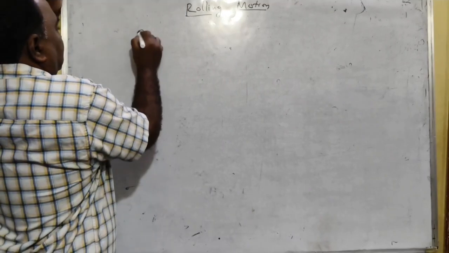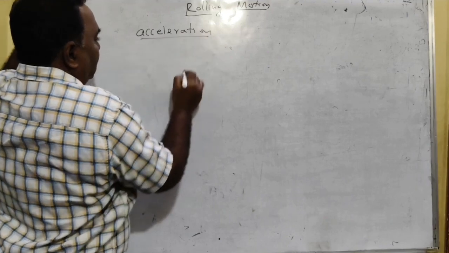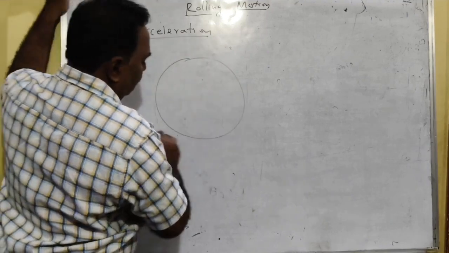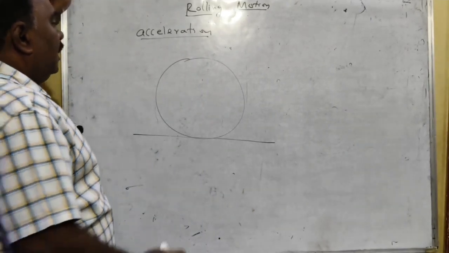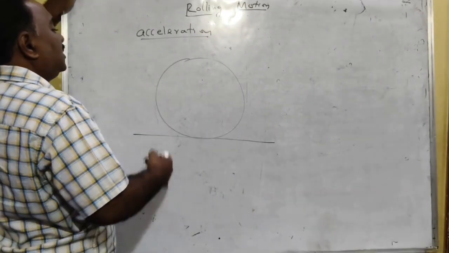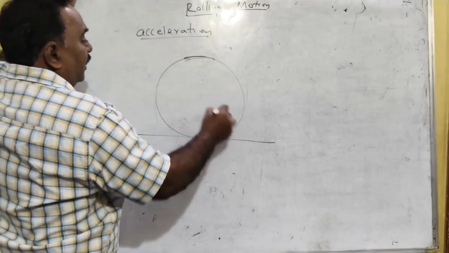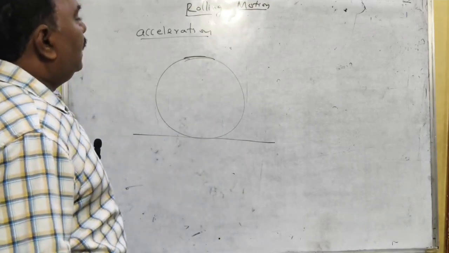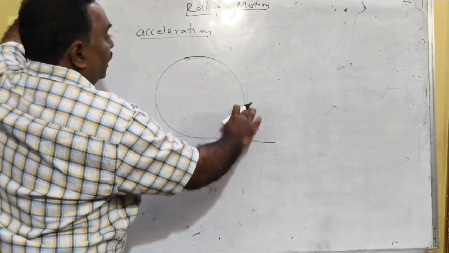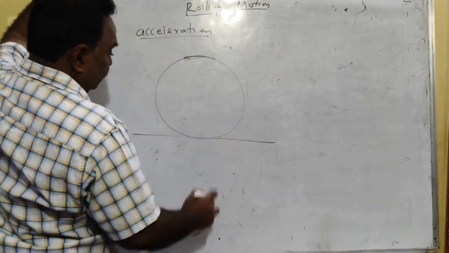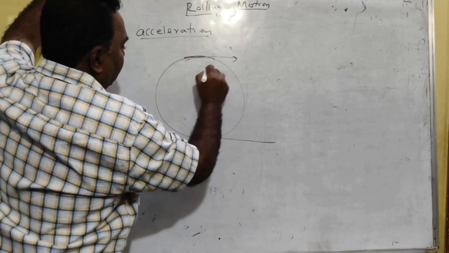Similarly, what about the accelerations? What about the accelerations of the rolling body? In case of rolling motion, we know if the net force is acting here, then only every particle will have acceleration. So, what type of accelerations will be acting? Only accelerations we will discuss here. We are not discussing the forces. When the body is rolling, what are the accelerations acting?